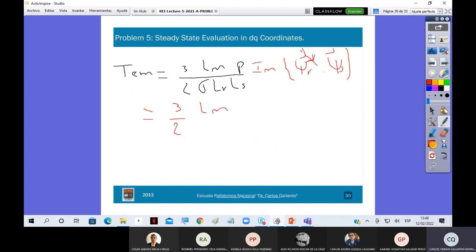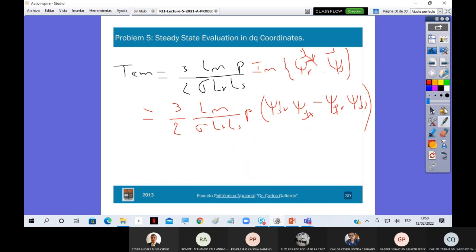Magnetizing inductance. Okay, so I will have here the leakage coefficient, rotor inductance, stator inductance, number of poles. I will have the direct axis flux, the quadrature axis flux minus the quadrature axis flux. This is for the rotor. And the direct axis flux, this is for the stator.